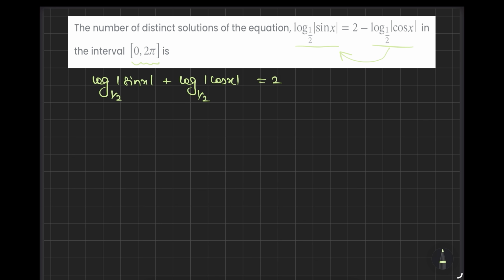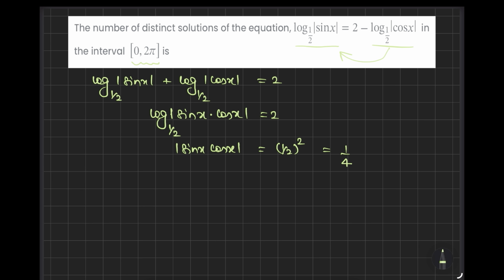Great. It is log m plus log n. So can I apply the formula log mn? Log of mod sin x cos x, base 1 by 2, equals 2. Now we will remove the log. You know that log a to the base b is a number. When we raise the base to this number, we will get a. So mod sin x cos x becomes 1 by 4.